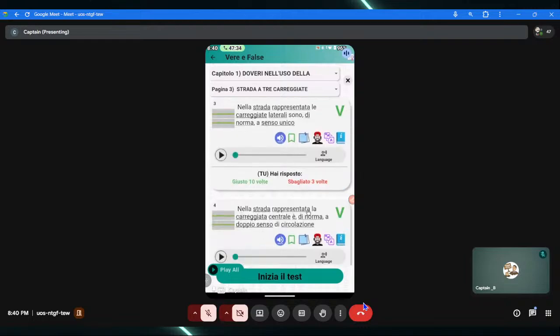Nelle strade rappresentata la carreggiata centrale, which is the inner one that I just showed you, di norma is normally a doppio senso. They are of two-way circulation. And it is true. È vero.